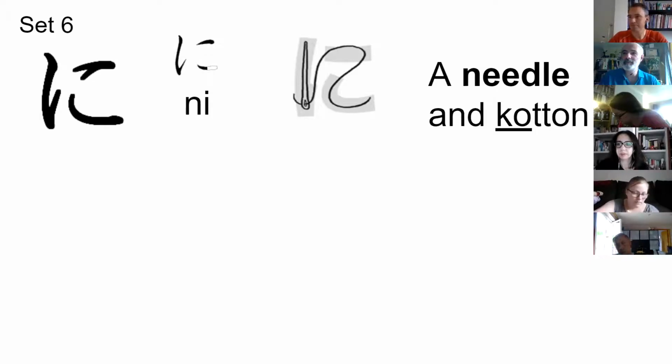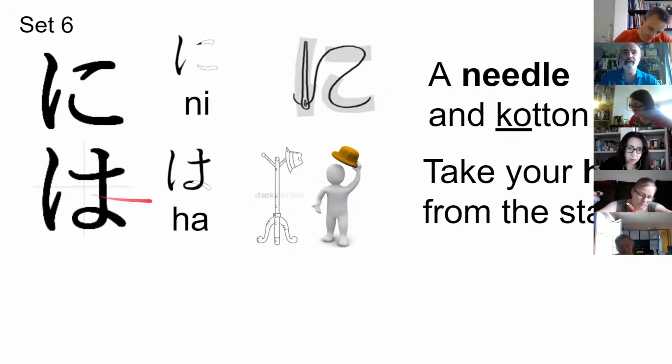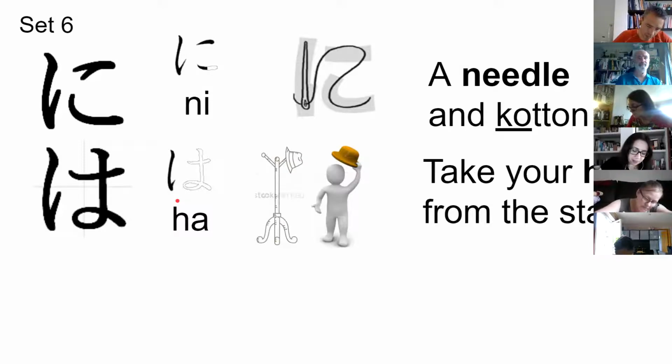Okay, should we do the next one, guys? Next one. So all three of these actually start with this initial vertical stroke. The next one is ha. So I made this one. This is a hat stand, the vertical part. So we draw the hat stand first, and then we show a person putting his hat on. So there's this single hat here. Ha for hat. Take your hat from the hat stand.